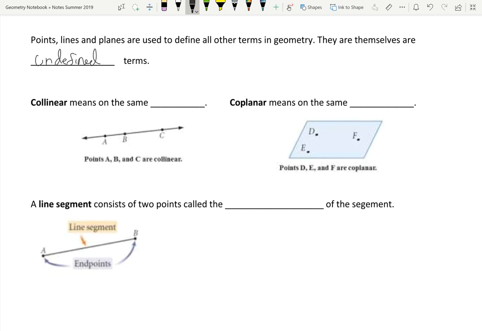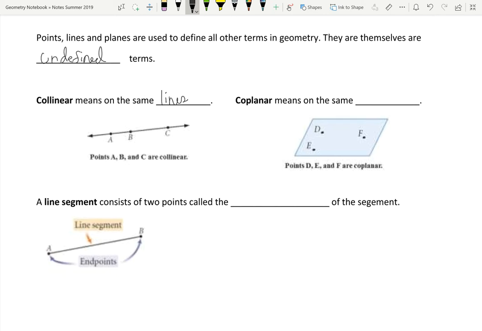Okay, so let's start with some words. Collinear. Collinear means on the same line. So if points A, B, and C are collinear, that's going to mean that those 3 points are on the line. Coplanar means on the same plane. And if points D, E, and F are coplanar, then they are on the same plane.